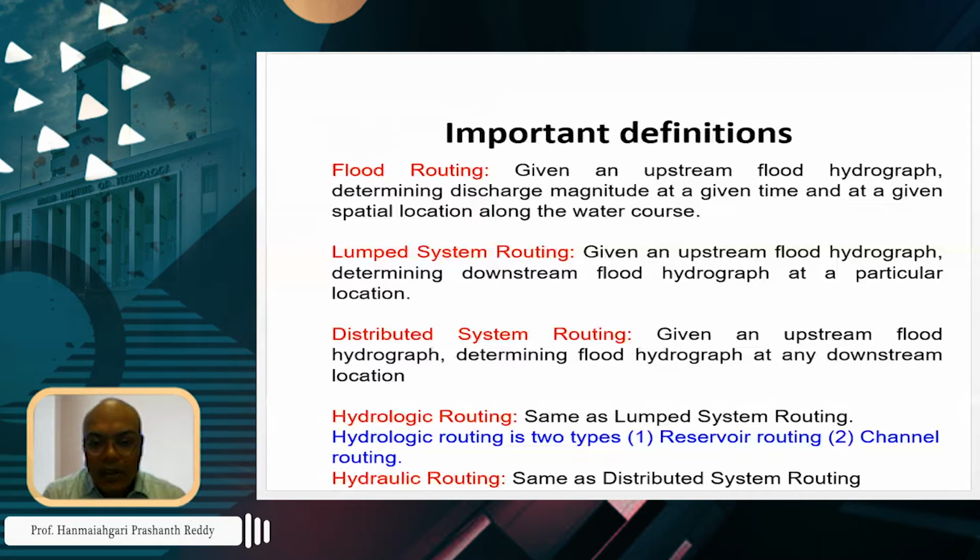So flood routing is of two types: lumped system routing and distributed system routing. In lumped system routing, given an upstream flood hydrograph, we will determine the downstream flood hydrograph at a particular location. Okay. So we don't worry about intermediate locations.